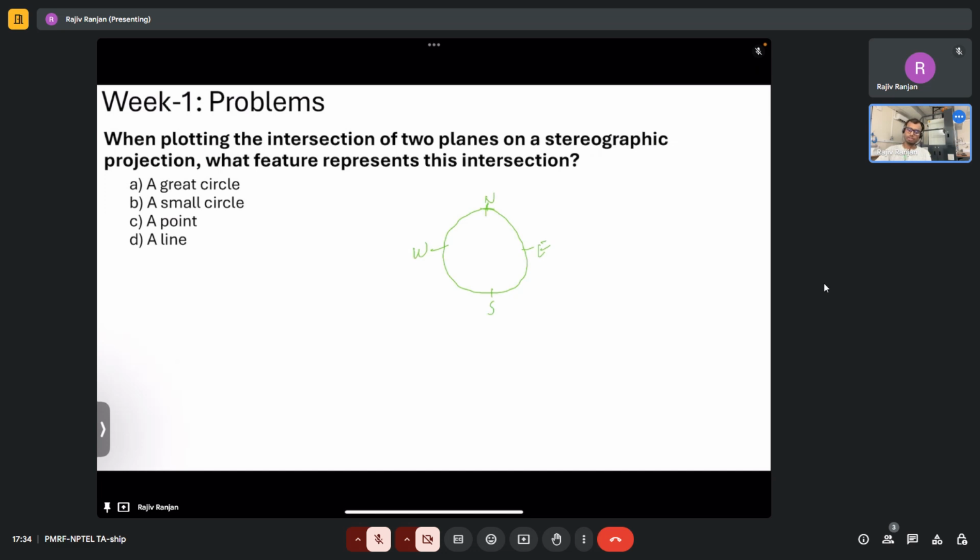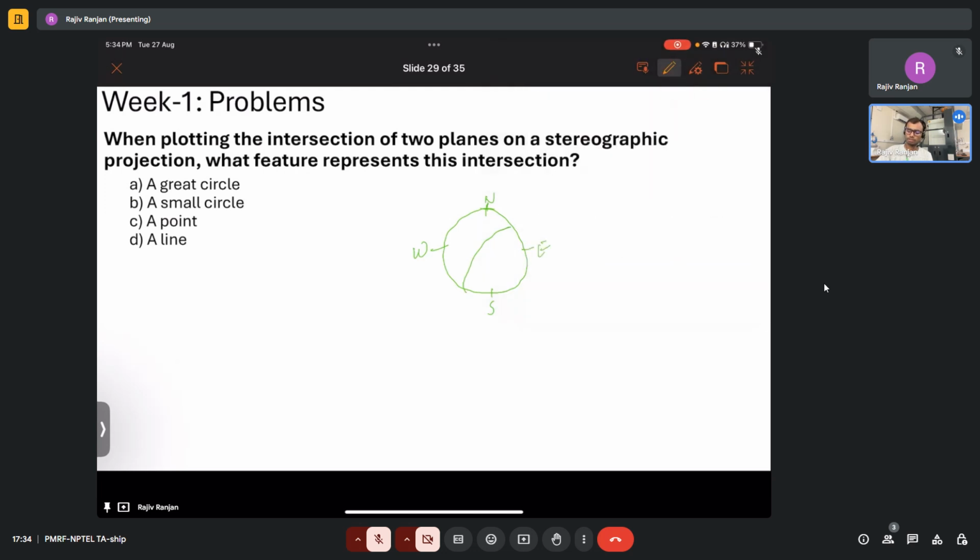So the question is saying, suppose you have two planes, plane 1 and plane 2. When these two planes intersect, what will be the intersection? A point, right? It will never be a great circle, and it will never be a small circle. It will be a point. So option C is correct. Okay, let's move to the next question.